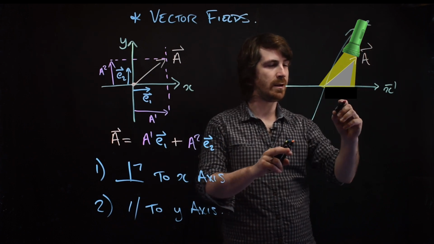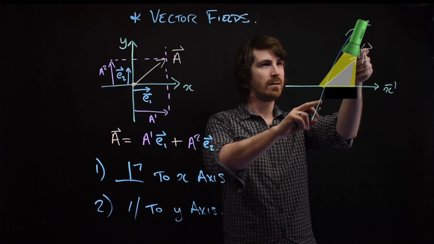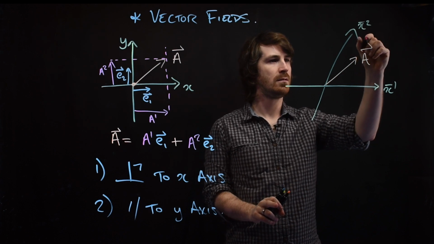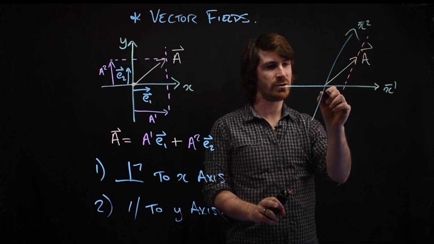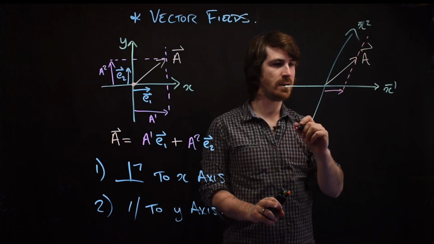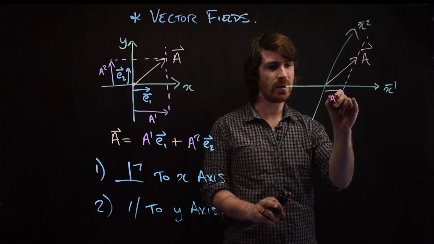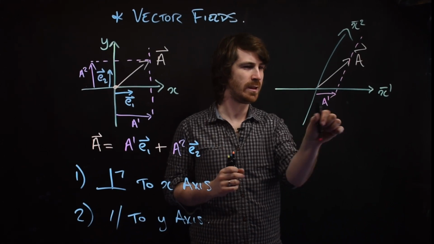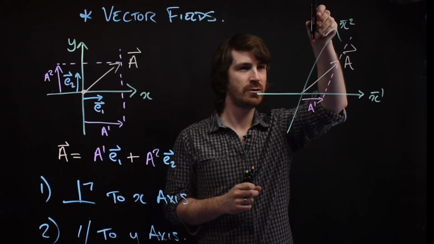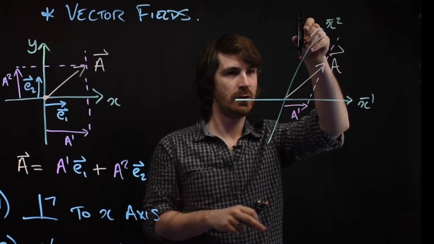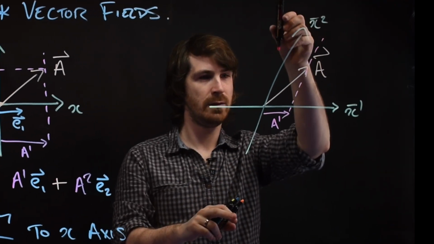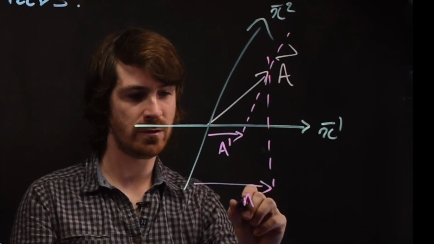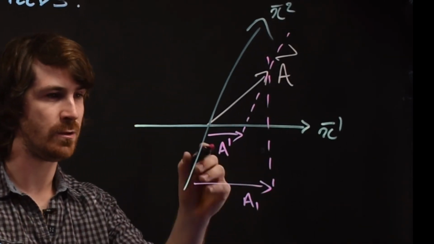Let's make that clear. Let's shine our torch parallel to the x bar 2 axis, and we produce a shadow of this length. We call it A superscript 1. This is different from the length of the shadow cast by shining the torch perpendicular to our x1 axis, and the length of that shadow we will call A subscript 1, just to distinguish the two.